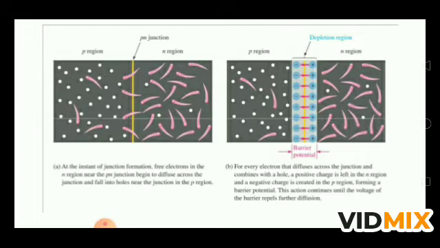So for every electron that diffuses across the junction and combines with a hole, a positive charge is left in the N region and a negative charge is created in the P region, forming a barrier potential, and this action continues until the voltage of the barrier repels further diffusion.